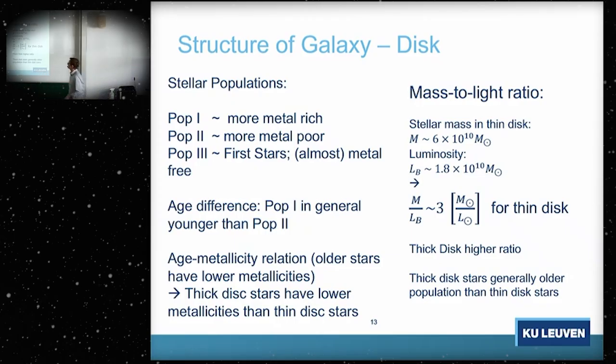Now, if we look at the stellar populations of stars in the galaxy, well, we're astronomers, so we like to classify them, give them names. We have population 1 stars, more metal rich. The sun is a population 1 star. Later generations often formed a little bit later on. We have population 2 stars, which generally are more metal poor.